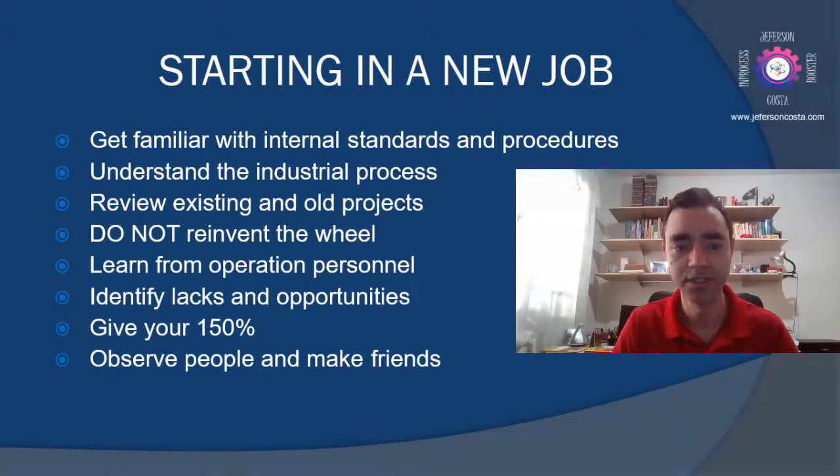It's very, very important that you observe people and make friends. And you must observe, because although I recommend you make as many friends as possible in your work, people are different, and before making friendship, you must evaluate the behavior of each person that works with you. You don't want to get embarrassed, and you don't want to deal with the wrong people.